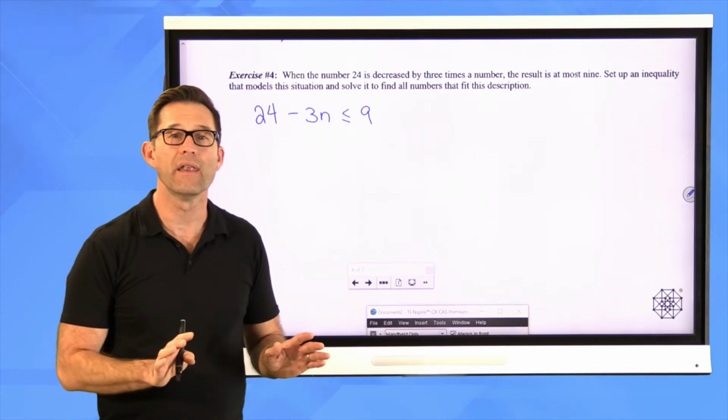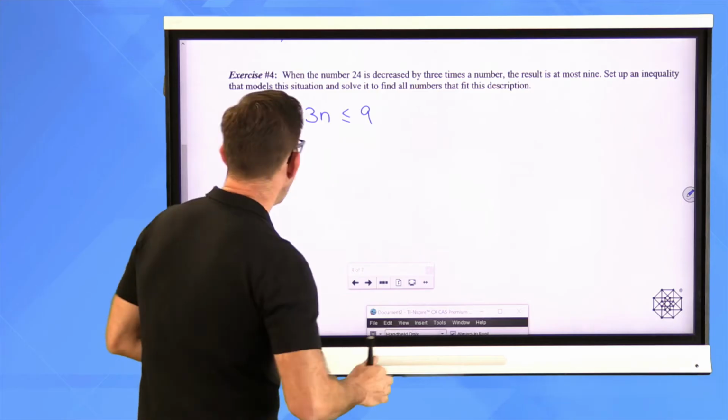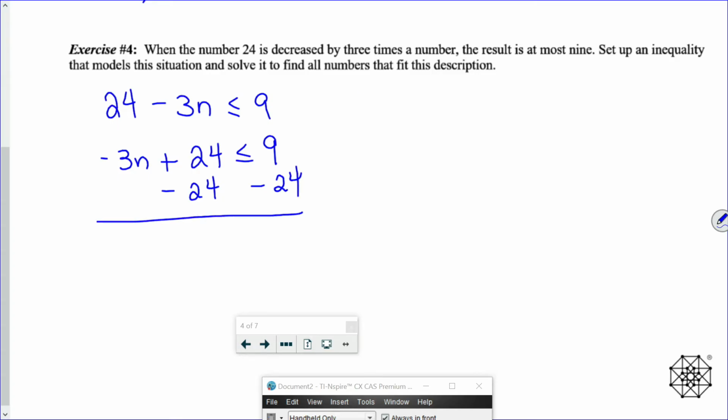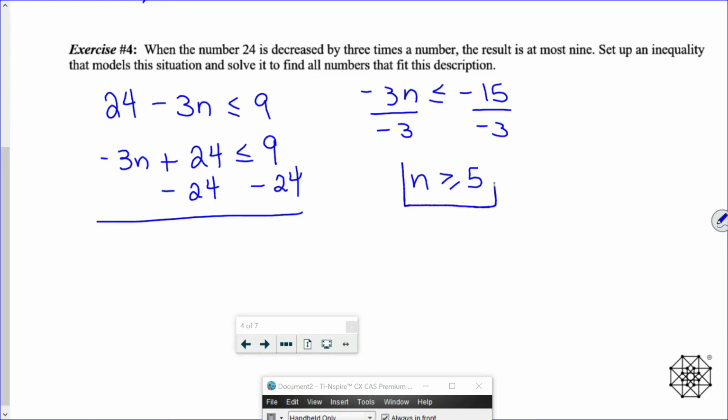Now let's go ahead and solve the inequality. I'm going to do my little business here where I use the commutative property to switch those two around. You don't have to do that, but I like doing it. I'm going to subtract a 24 from both sides. That's going to give me negative 3n is less than or equal to negative 15. And now, watch out, I have to divide both sides by a negative 3, which is going to force me to flip that inequality, and I'll find n is greater than or equal to 5.